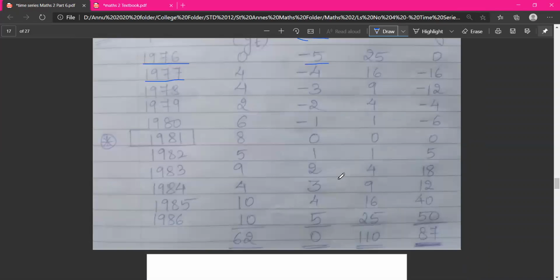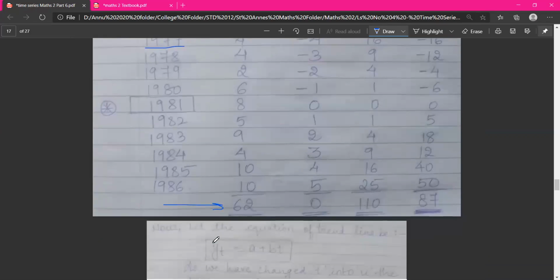Now once you are done with the 3 columns, what did I tell you, class? You have to add all the 4 columns, meaning the second, third, fourth and fifth column totals. Once the total is ready, then you can start with the equation of the trend line.